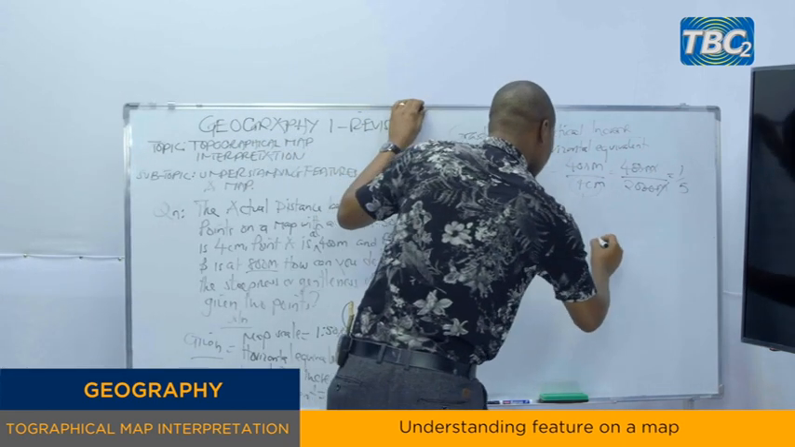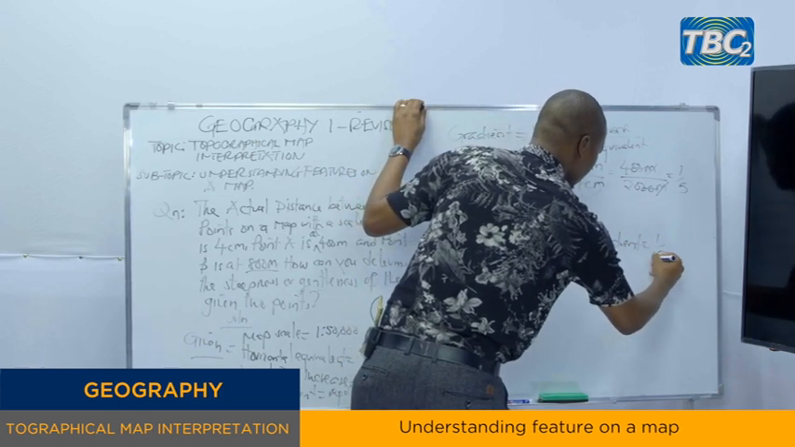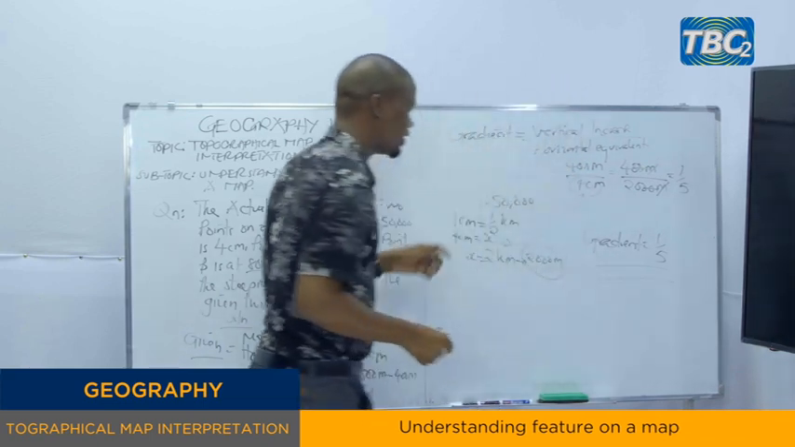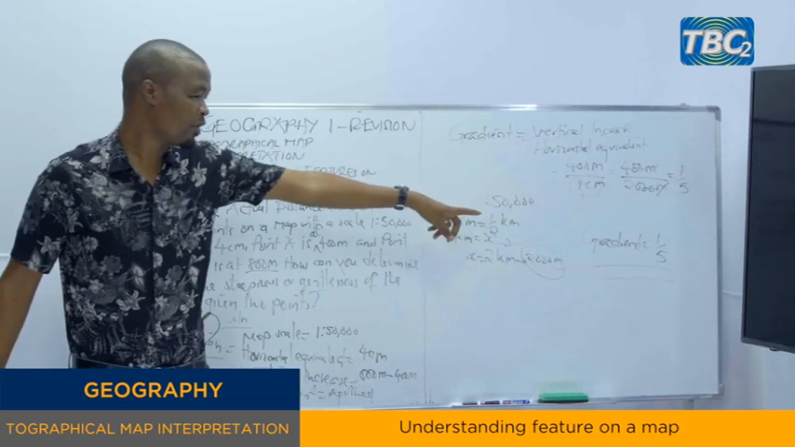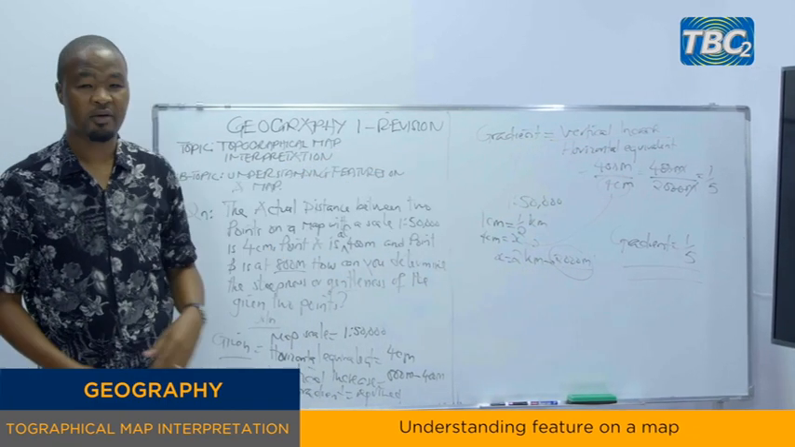Then gradient is equal to 1/5. It means at every one foot there is a decrease or increase of the slope by 5.